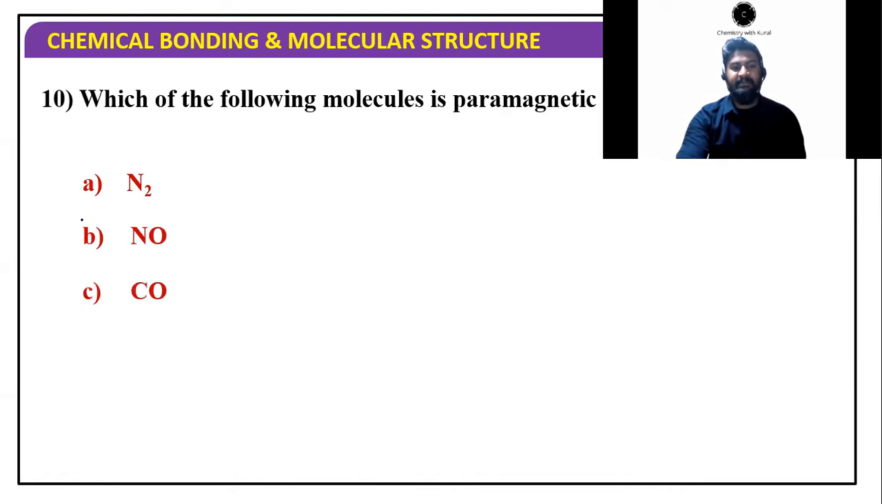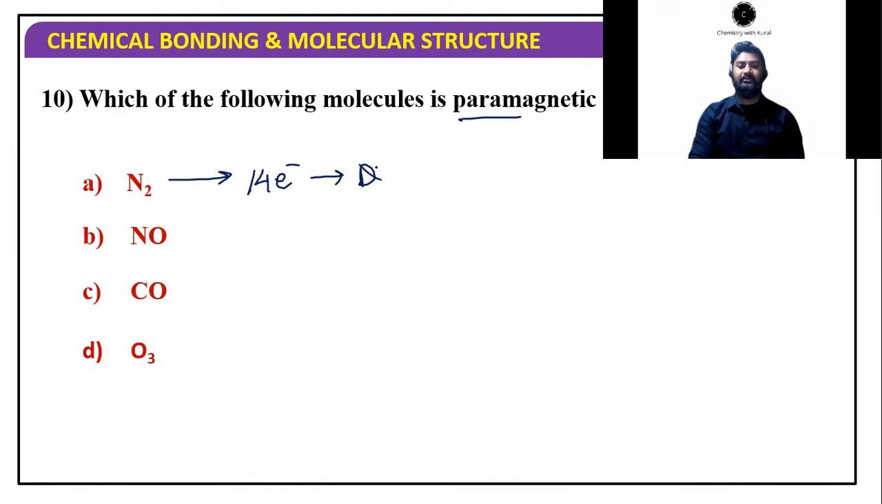Which of the following is paramagnetic? How to do this question? This is kind of tricky, right? Is it really difficult? No. Just add the electrons. If it comes out to be even, then it will be diamagnetic, except 10 and 16. So nitrogen, 14 electrons. Is it paramagnetic? Not really.